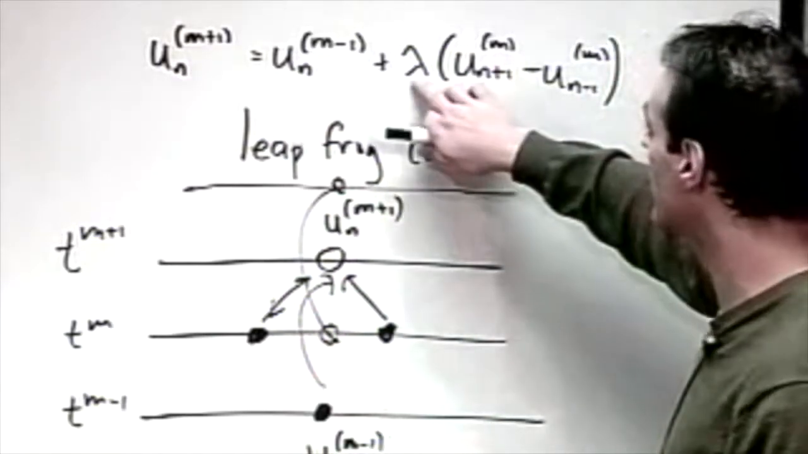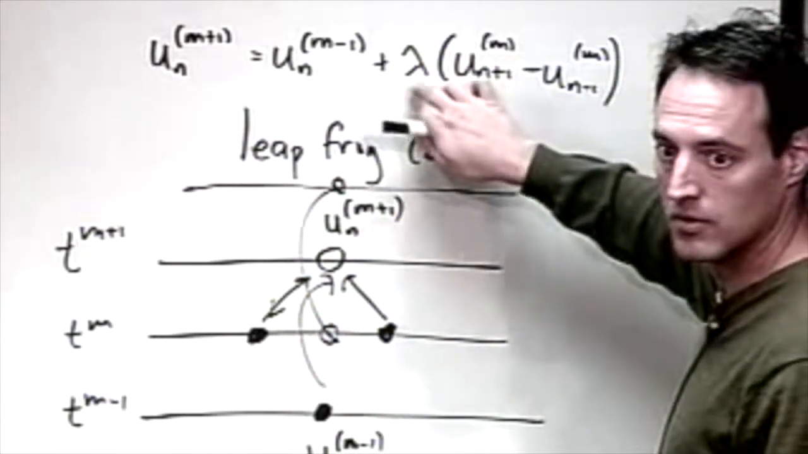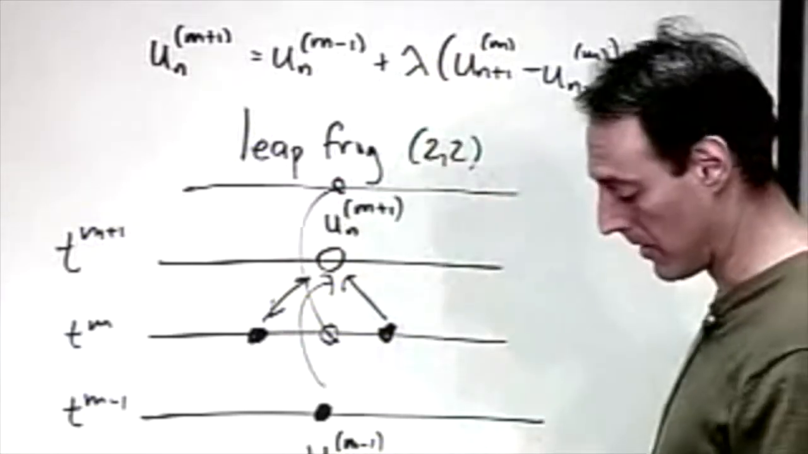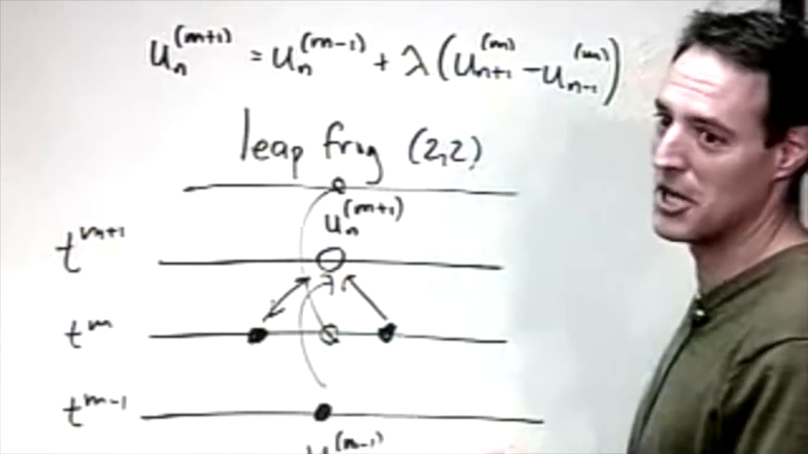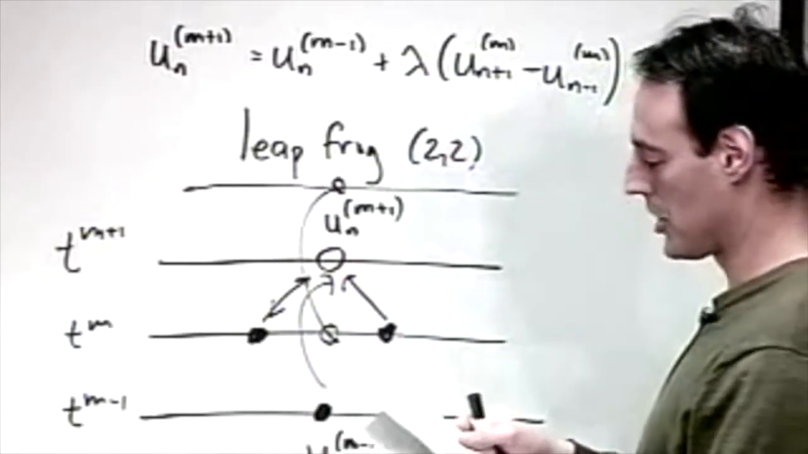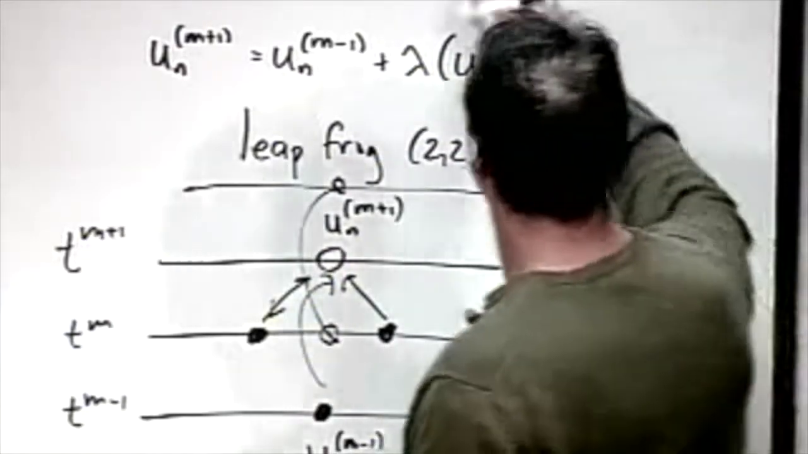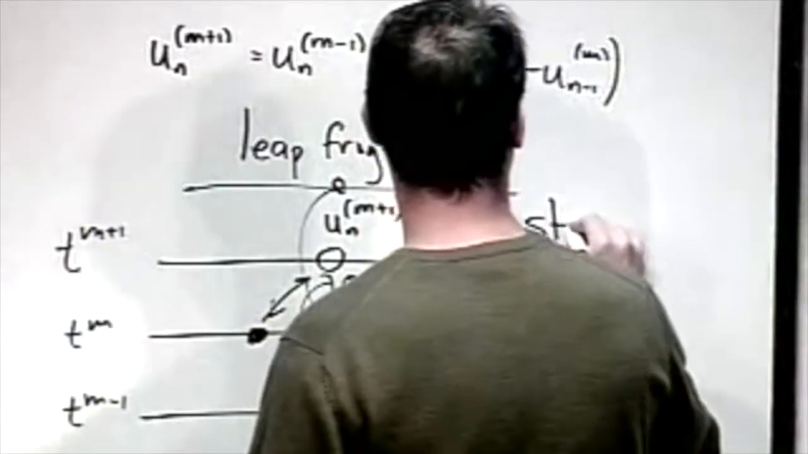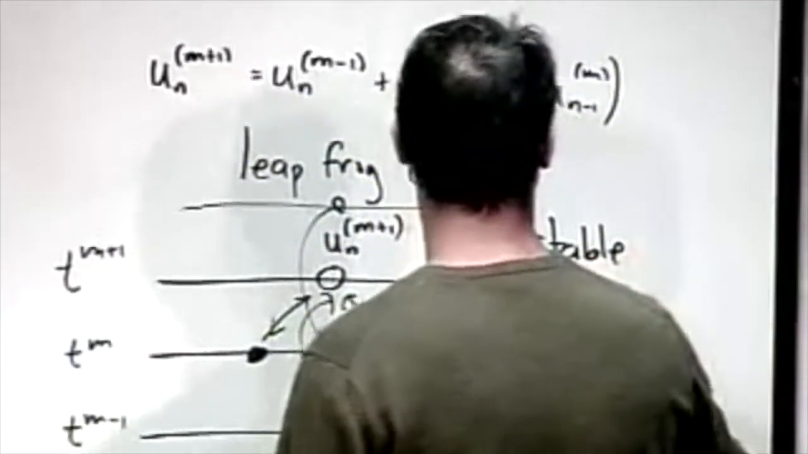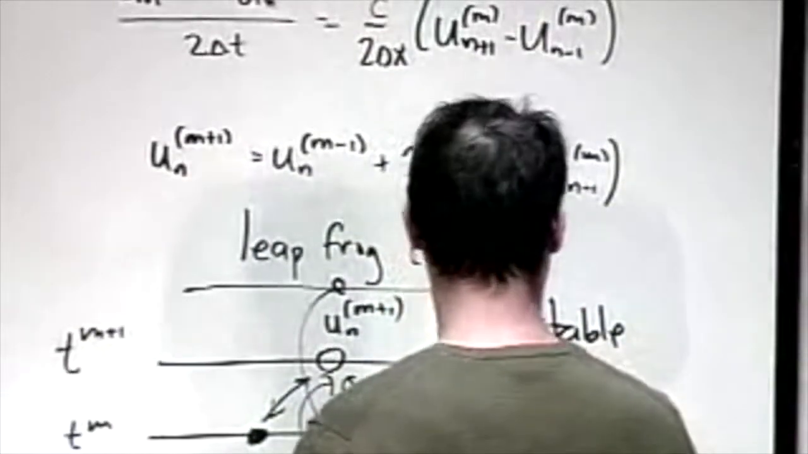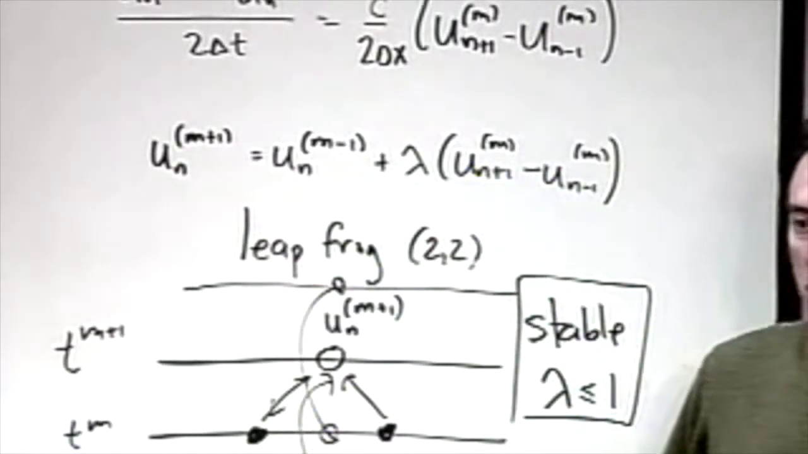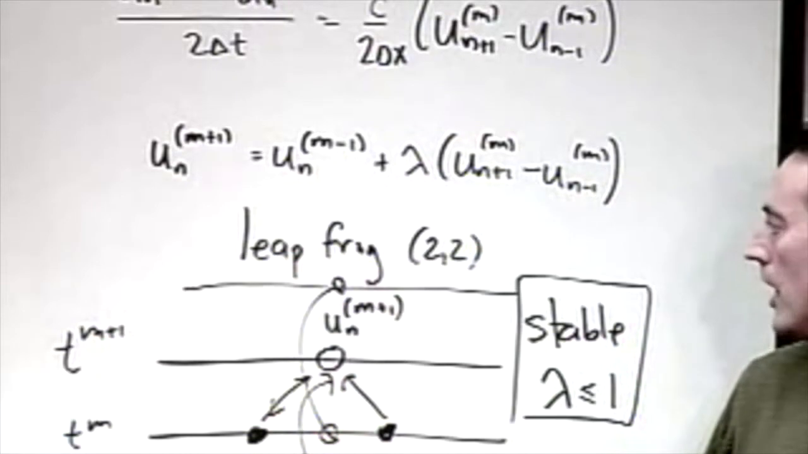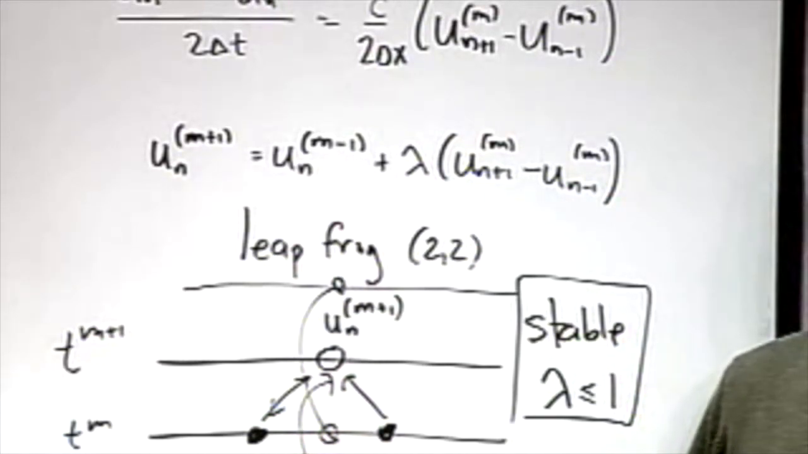And the stability is all dependent upon lambda, what you choose lambda to be. I might as well give out some of these results now instead of hiding them for the very end. In particular, Leapfrog 2.2. Here's the stability. It's stable for lambda less than or equal to 1. It's the biggest value you could take lambda to be and get this thing to work.